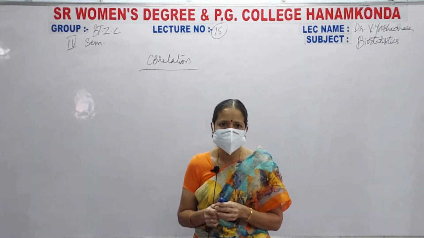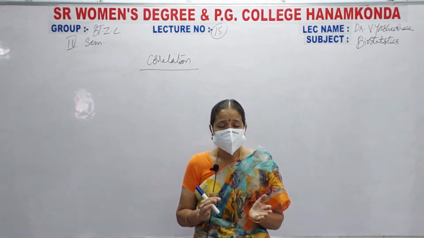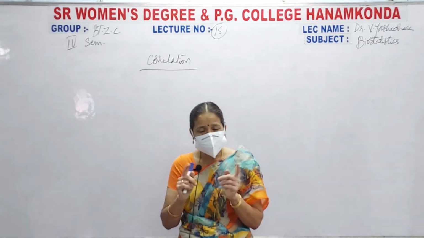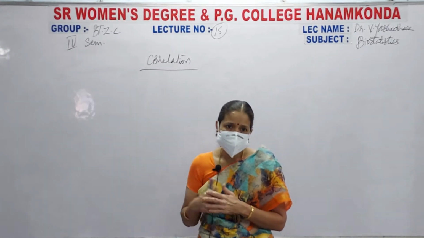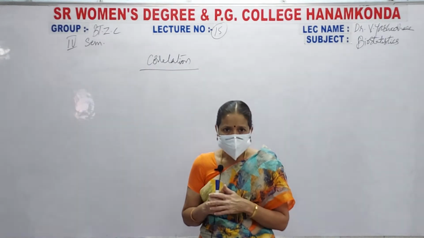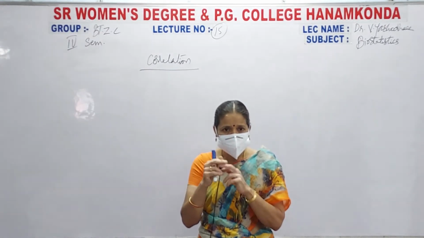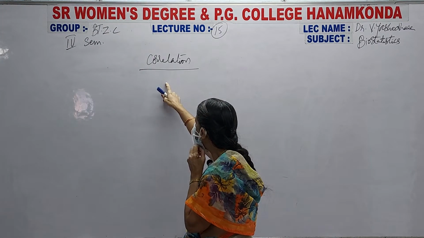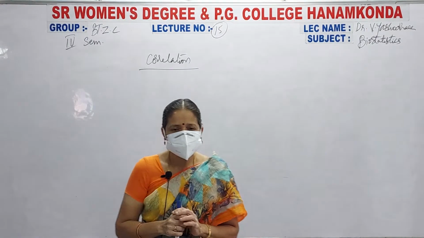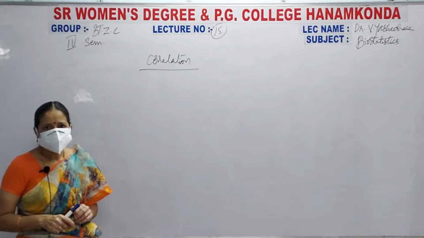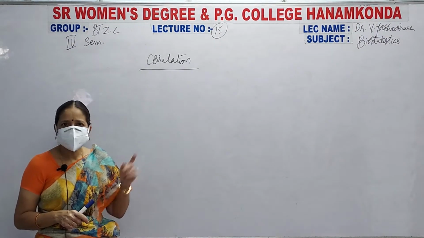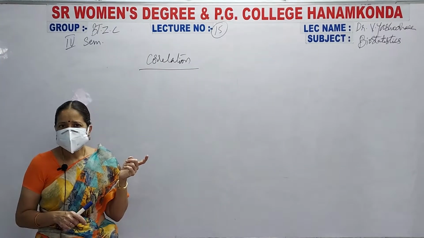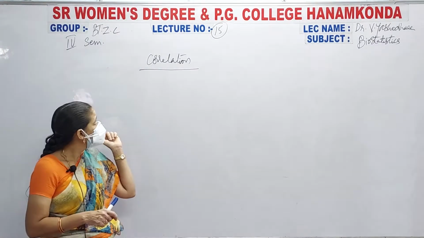Before entering into correlation, we will see what a relation is. Co-brothers, co-sisters: if two sisters got married, then both the sons-in-law become co-brothers. If two brothers got married, their wives become co-sisters. Same as that, correlation is the degree of relationship between two or more variables.